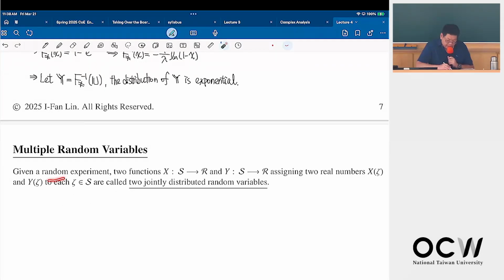Given a random experiment, two functions, x and y, are assigning two real numbers. So I will map the sample space to the real line. We get x of zeta and also y of zeta. And we call this two jointly distributed random variables.